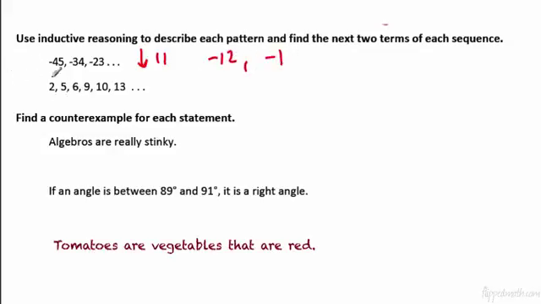How about this one here? It looks like you go up 3, up 1, up 3, up 1, up 3. That's the pattern. So the next one would be up 1, so the next term would be 14. And then up 3 will get you to 17.